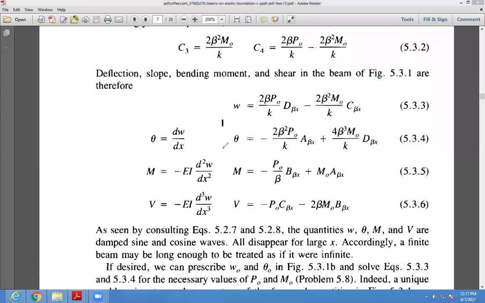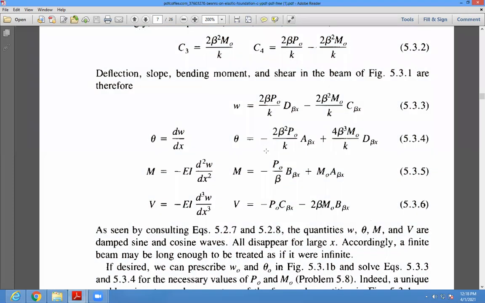Then next line, add on the equation of theta is equal to minus 2 beta square P naught by K into A beta x plus 4 beta cube M naught by K into D beta x. Add on this equation of theta, as you have written already.